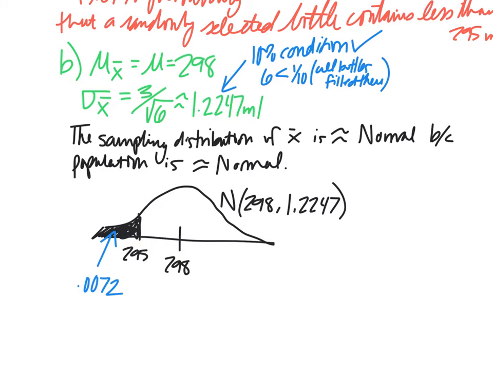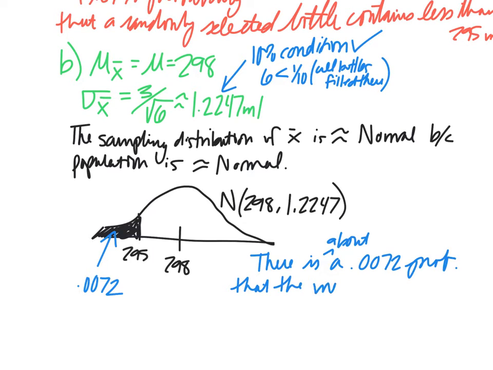And don't forget, all of that is my work, so I need to actually answer the question in words. There is a 0.0072 probability, and I really should say there is about, because everything here is approximate. There is about a 0.0072 probability that the mean of a sample of 6 is less than 295 milliliters.